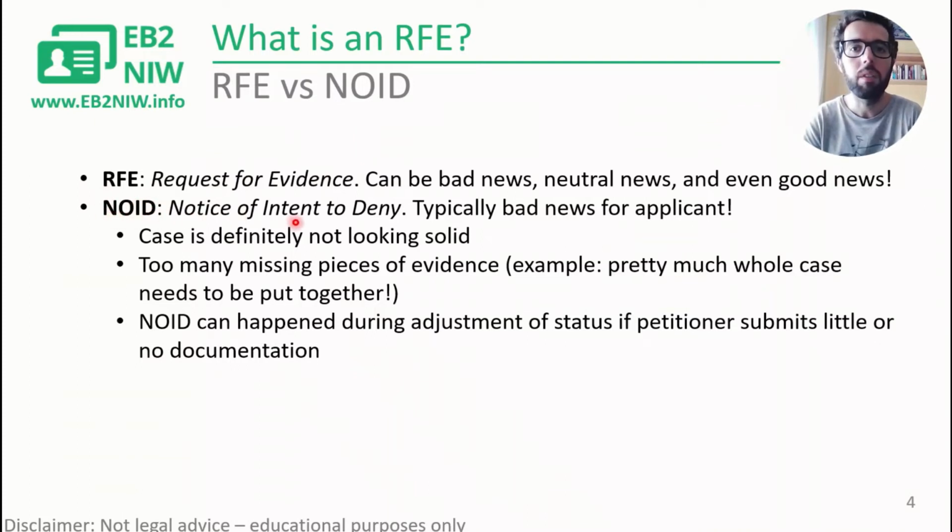NOID is a notice of intent to deny, and in the title you can already see that it's more negative. Typically, this is bad news. This is something like the case is really not looking good, not solid. There's too many pieces of evidence. Big chunks of the petition are missing, and this can happen even during the adjustment of status if a person doesn't submit the documentation that is typically asked of them. For example, passports and previous visas and birth certificate and so on.